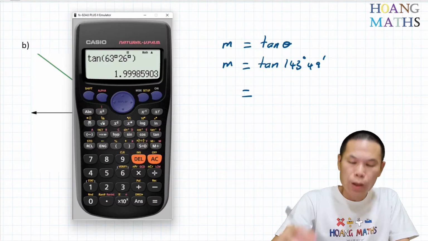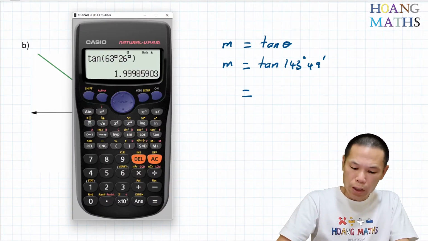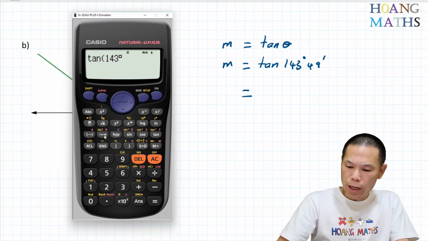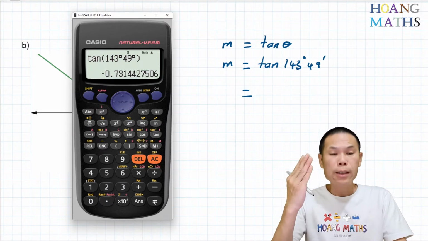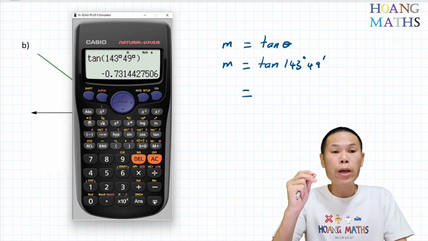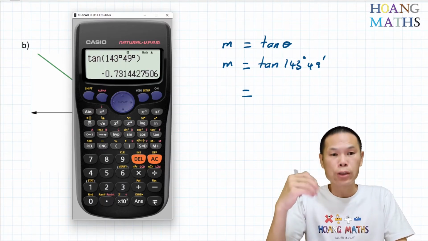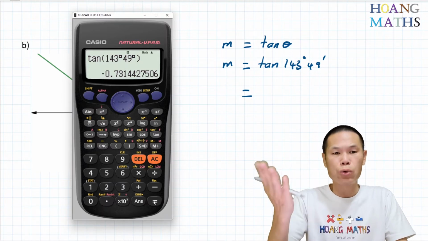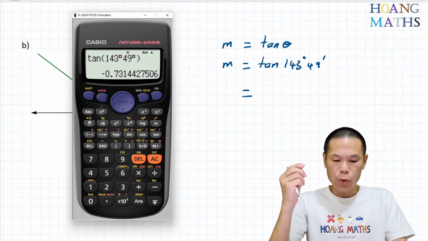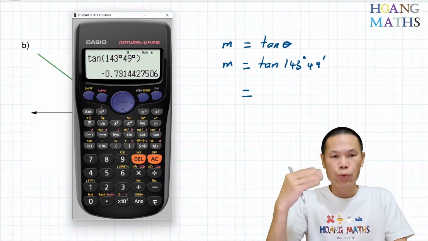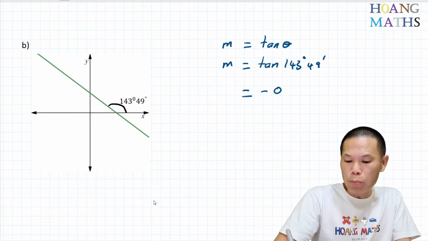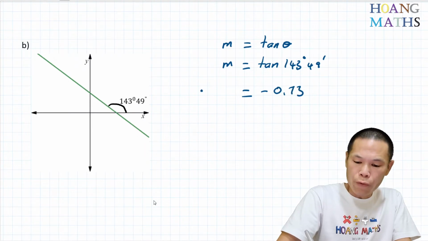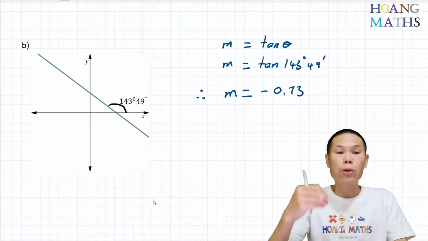So I put that on a calculator now. Just go tan of 143 degrees and then 49 minutes and close the brackets. That is negative 0.7314 and so on. We round to 2 decimal places, so negative 0.73. So the answer is negative 0.73. Therefore, the gradient is equal to this.